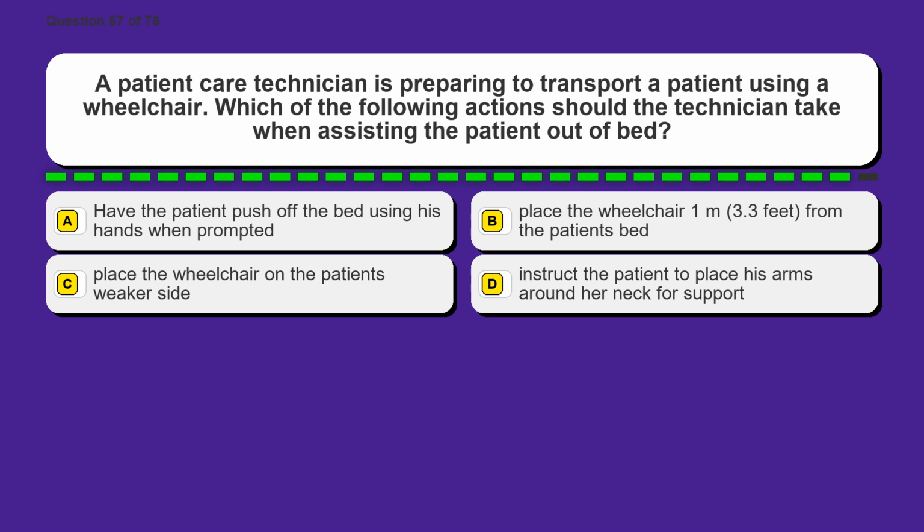Question 57. A patient care technician is preparing to transport a patient using a wheelchair. Which of the following actions should the technician take when assisting the patient out of bed? Option A. Have the patient push off the bed using his hands when prompted. Option B. Place the wheelchair 1 meter (3.3 feet) from the patient's bed. Option C. Place the wheelchair on the patient's weaker side. Option D. Instruct the patient to place his arms around her neck for support.